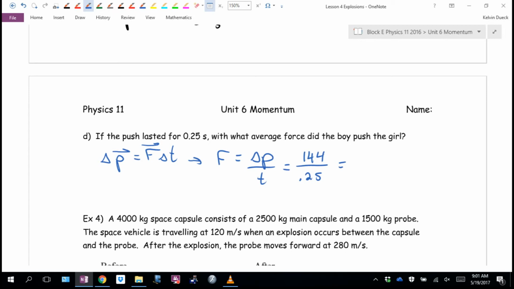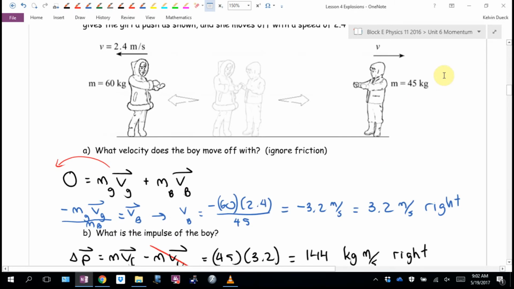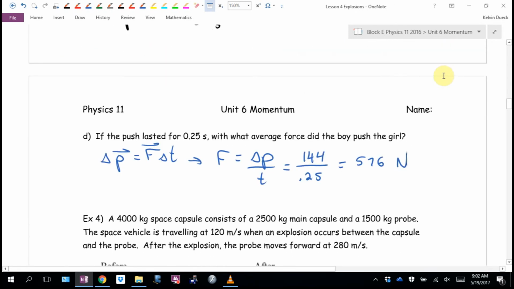So 576, is that what you said? 576. Thank you. Sorry to sound snotty there. Newtons. Direction. Well, I think the boy pushed the girl to the left. The girl pushed the boy to the right. Is that right from the picture, I think? Yeah. So if they asked for a direction, I could get that as well. I'm just going to give you the magnitude here.